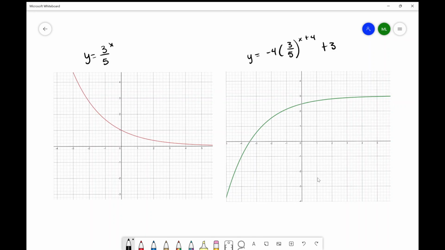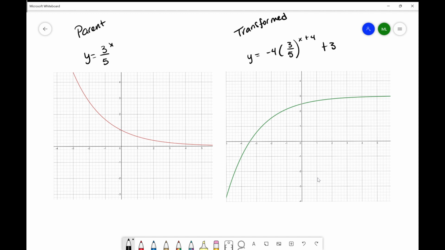Okay, so I've placed the two functions together. On our left, we have our parent function. On our right, we have our transformed function. Alright, so our parent function, 3/5 to the power of x, this is what we expected. Alright, next, a normal exponential decay. On our transformed function, you see it's much different than what we have from our parent, because, I guess you could say, we mutated it.